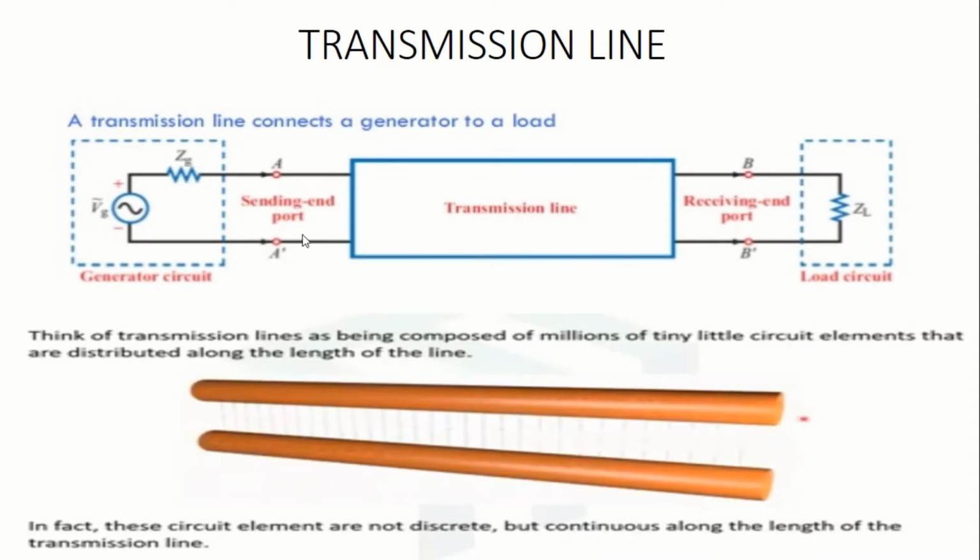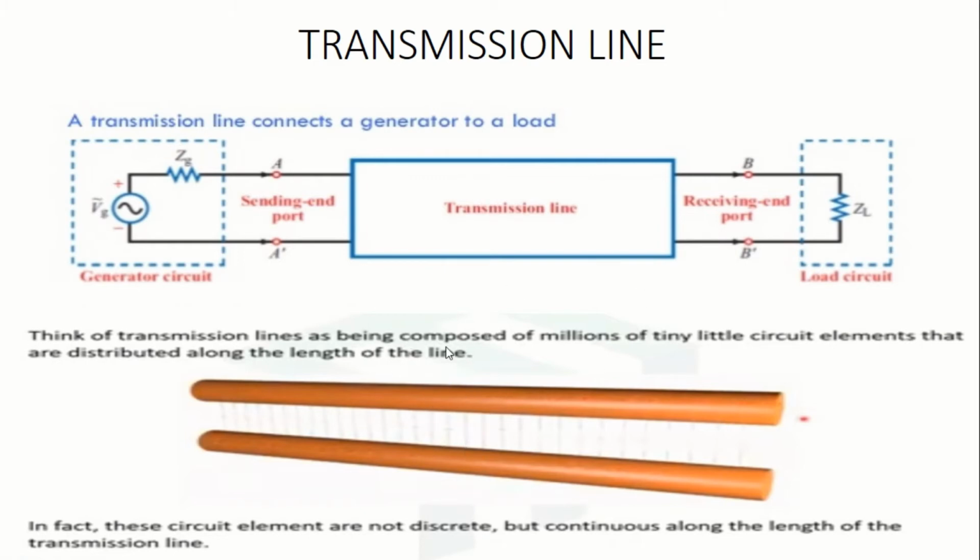So what is a transmission line exactly? The transmission line is connected between the generator and the receiver, or the source and the load. As we see from the diagram, this is called the sending end and this is the receiving end. This is a general representation, but this gives you the clear idea of how this transmission line is happening.